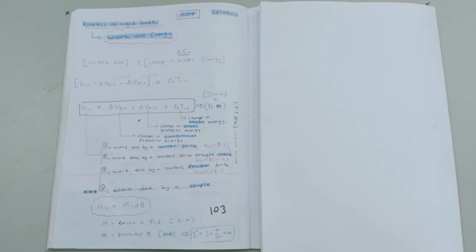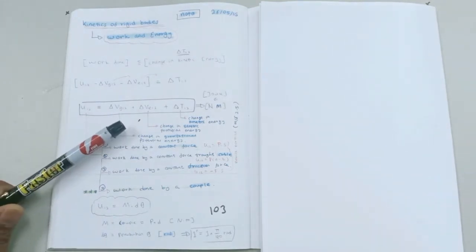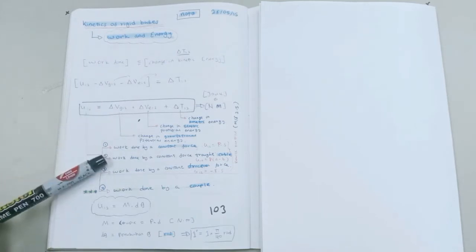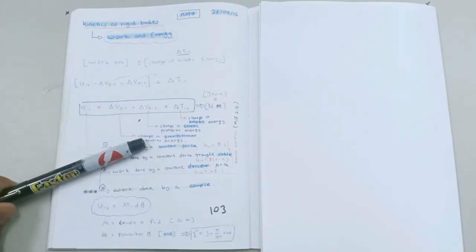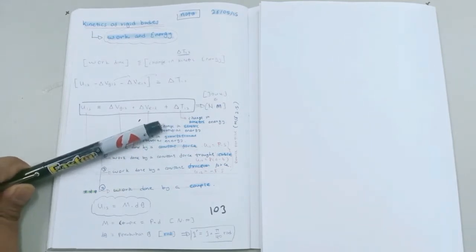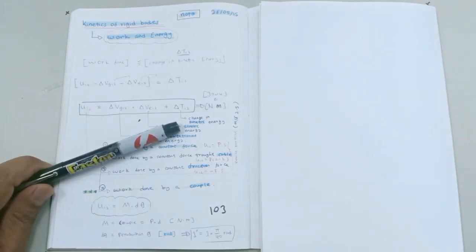Okay, so the equation that we'll use here is the same one that I have shown you for work energy for a particle. We have U12 equal to delta Vg12 plus delta Ve12 plus delta T12. U12 is the work done, delta Vg is the change in gravitational potential energy, delta Ve is the change in elastic potential energy, and the last one is the change in kinetic energy.